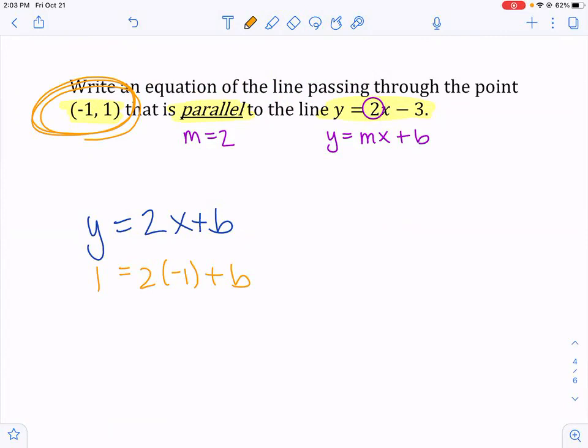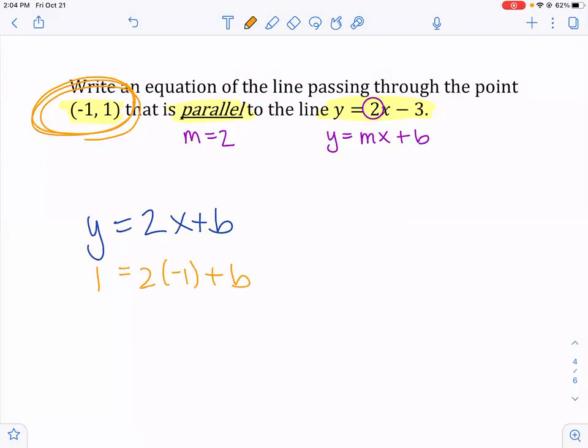Wait, I have a question. How can you just plug it in? Isn't that the point we're trying to decide whether it goes through or not? No, we want it to go through. Oh, so we can plug it in since we want it to go through. Yes, we want our line to have this coordinate on it. So this coordinate needs to work in the equation.